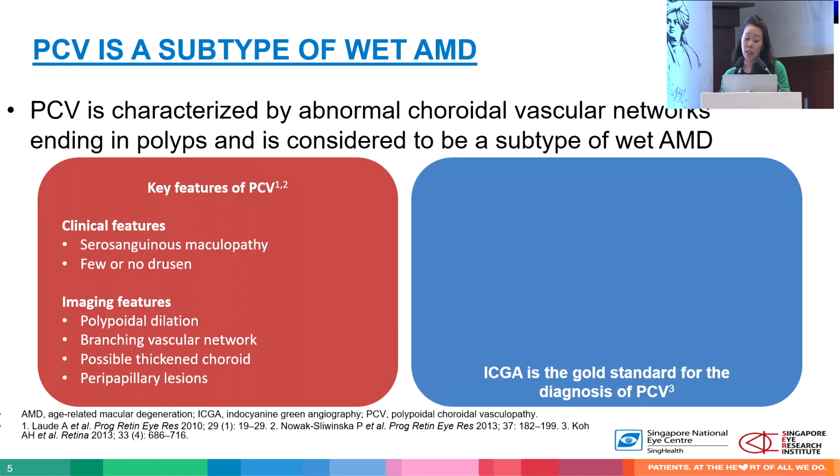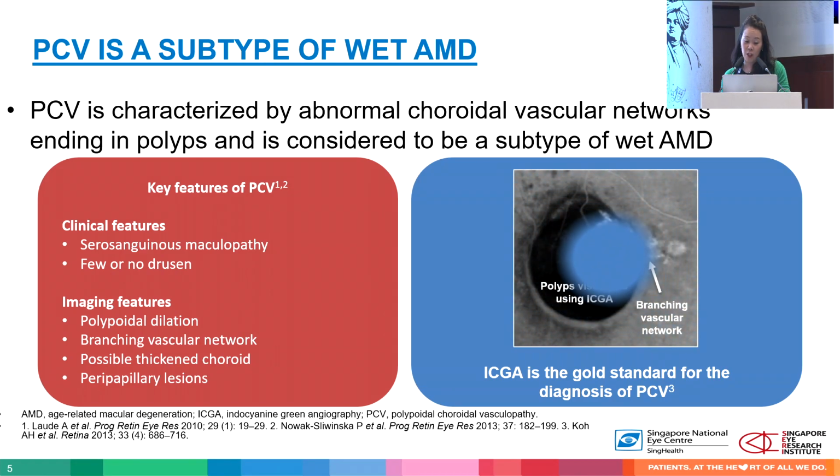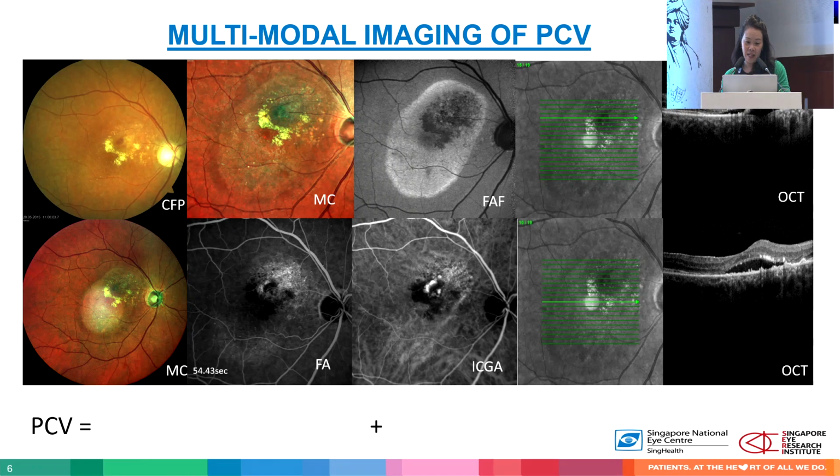The clinical features include serosanguinous maculopathy, few or no drusen. You can see the imaging features look like polypoidal dilation, the branching vascular network, and a thickened choroid and peripapillary lesions. This is the example of a multimodal imaging of PCV. You can see there's everything from color fundus photos to multicolor to fundus autofluorescence. And you can see the OCT and is especially useful for the diagnosis of PCV. Of course, FFA is also done, and ICGA is the gold standard.